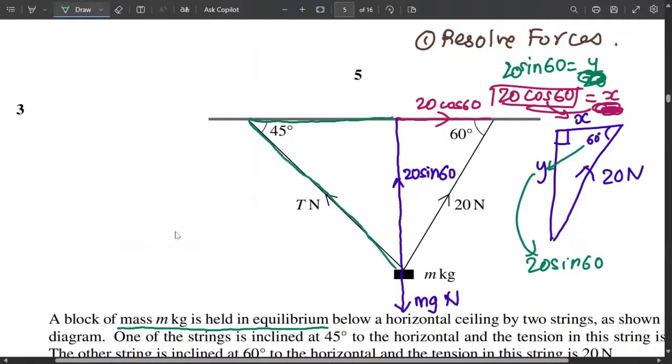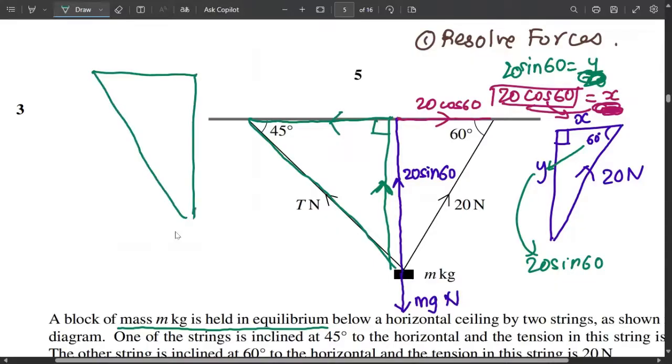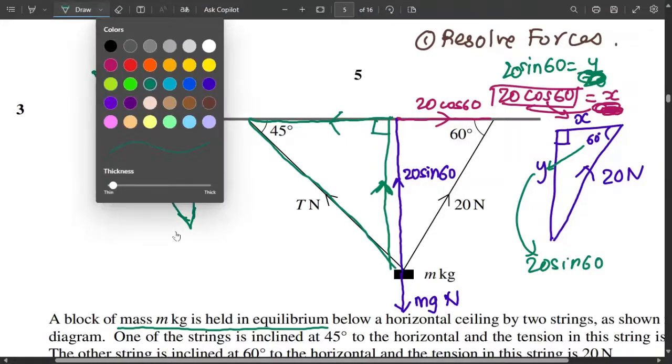Again here we can make a triangle. One arrow will act up, one will act to the left, and this will be 90 degrees. Let me redraw it here. This is T Newton. Let me label these as A and B, not Y this time, because I've already used Y. What am I missing? The angle. This angle is 45 degrees. This is 90 degrees. So we'll use trigonometry again.